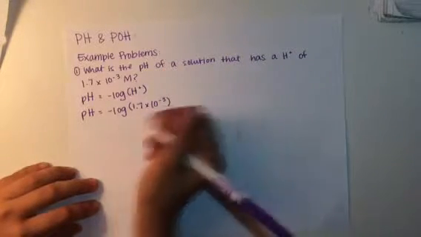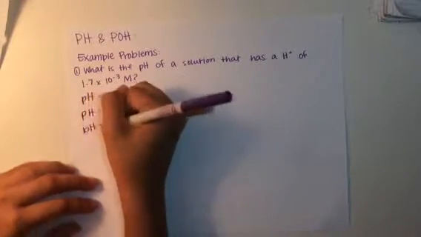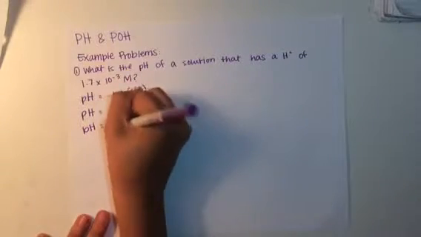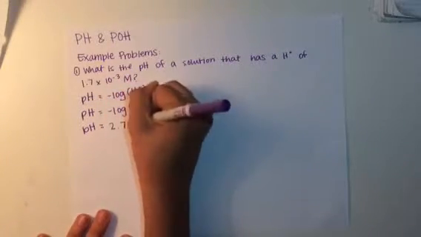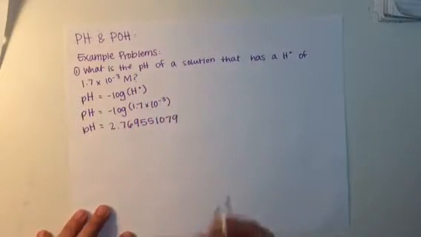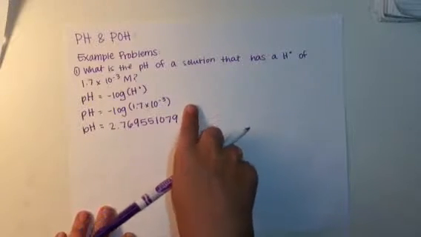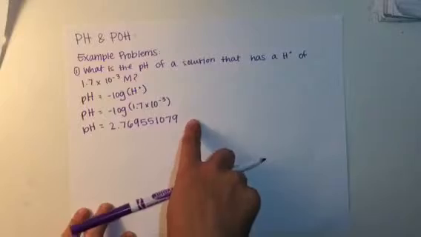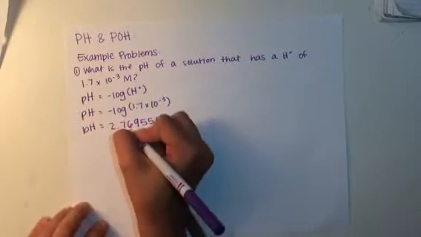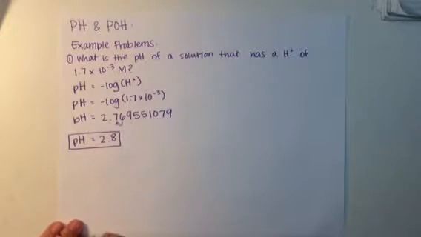And when you plug that in, you would get pH equals 2.7695511079. Now, just because we're dealing with pH doesn't mean that sig figs change. So we have to round this number to sig figs. The number we're given has 2 sig figs, so now we're going to round this to 2 sig figs. This will round up to 2.8. So that is your final answer for the pH.